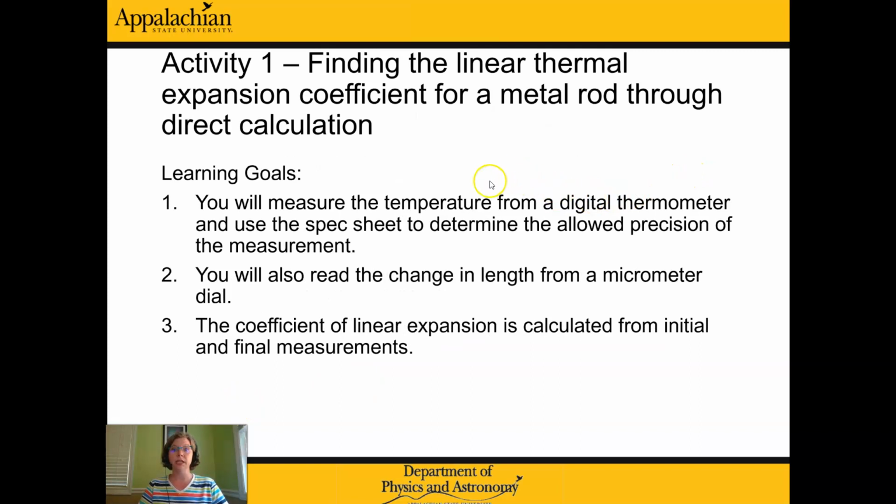In Activity 1, you're going to measure the temperature from a digital thermometer and use a spec sheet to determine the allowed precision of the measurement. You will also read the change in length from a micrometer dial. You will calculate the coefficient of linear expansion from the initial and final measurements of temperature and length.